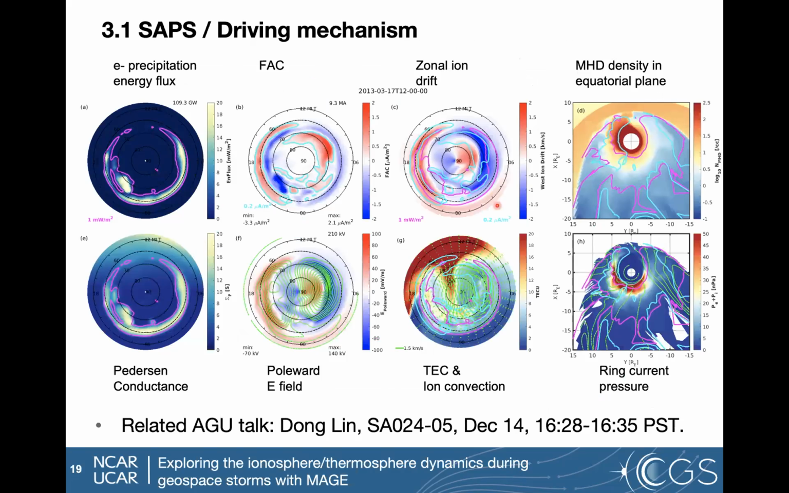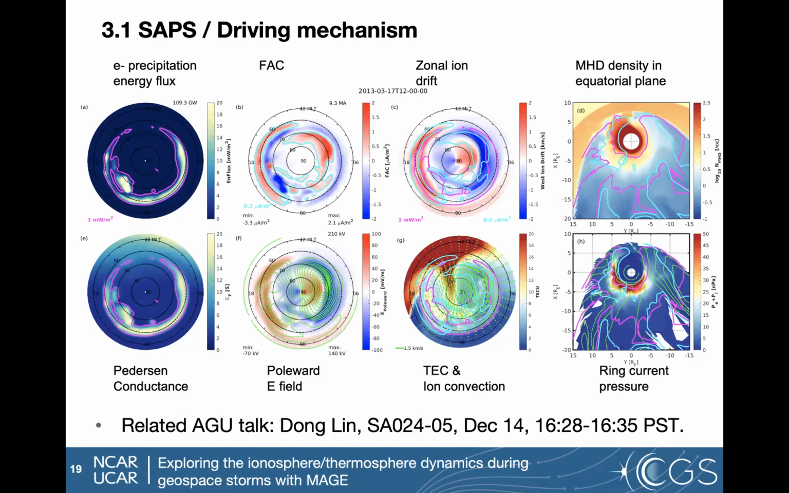So next I'm going to illustrate the driving mechanisms of the SAPS. Firstly, we need to determine the auroral boundary. Here, I'm using this purple contour, standing for 1 milliwatt per square meter, to indicate where the auroral boundary is. And this boundary will be overplotted in other panels. In panel B, we are showing the field-aligned current density.